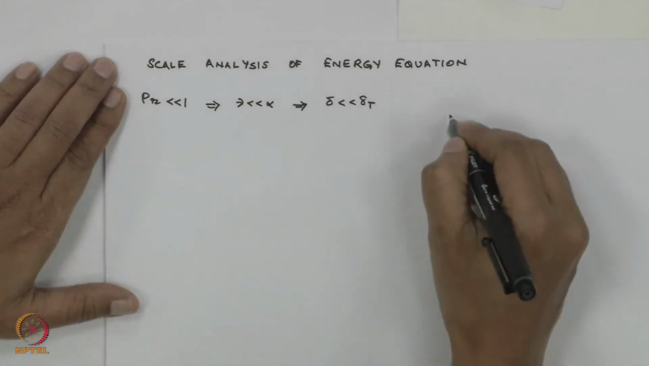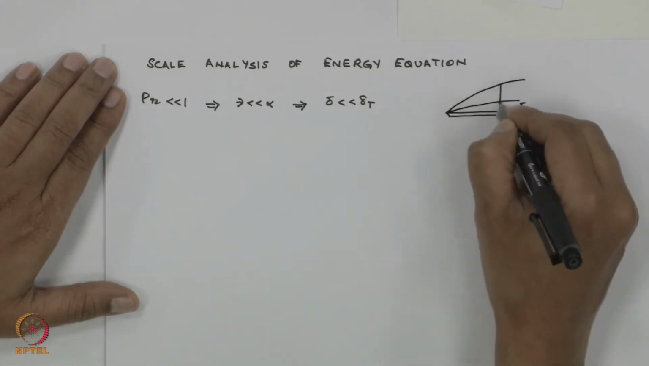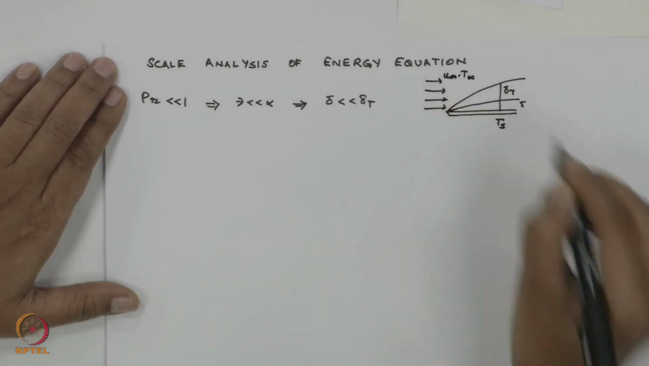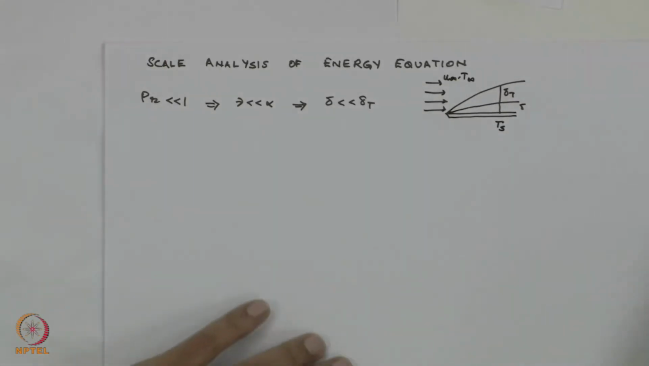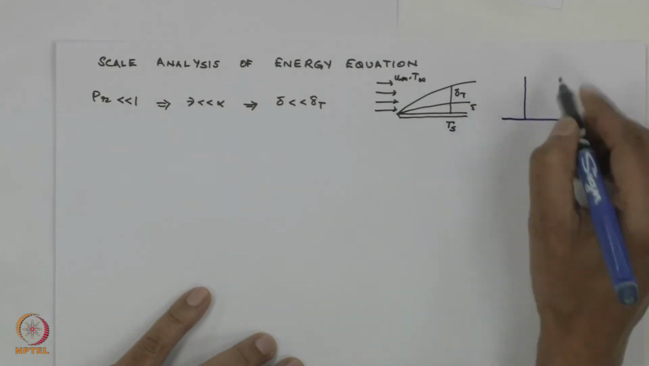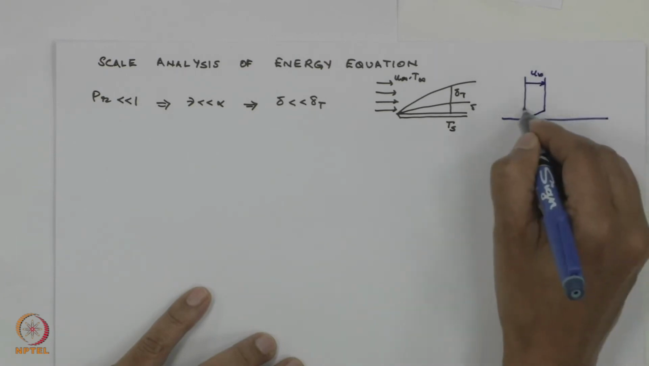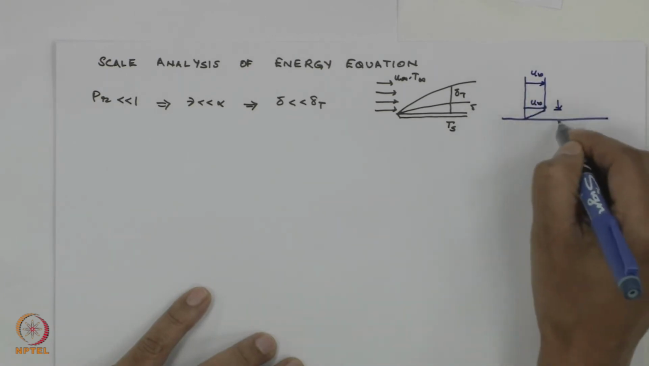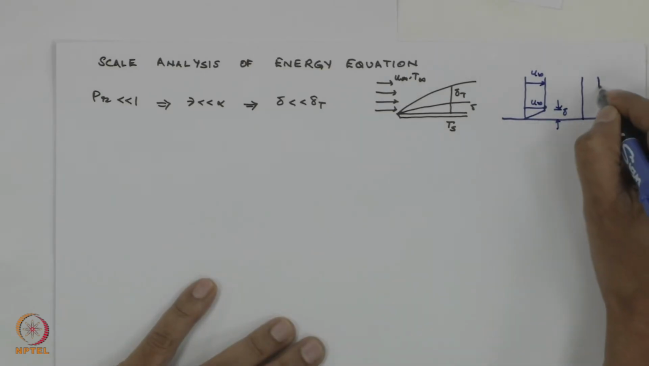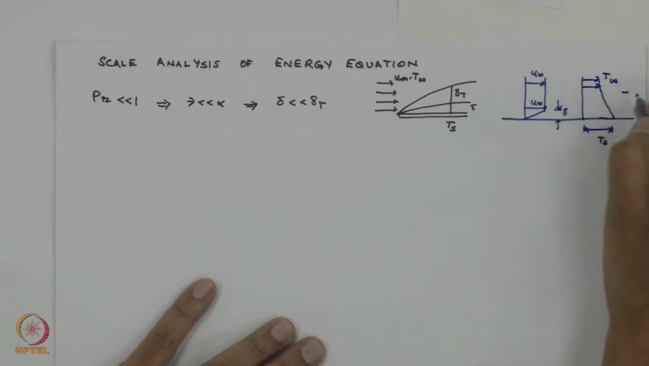So if I draw that flat plate, you have delta and you have delta t. This is your U infinity, T infinity, and this is maintained at temperature Ts. Now let's try to draw the distributions of velocity and temperature within the boundary layer and outside it. So as the delta is very small, only within delta my velocity varies, here it is U infinity, and this thickness is going to be delta. Now here you have the thermal boundary layer thickness, which is very large, so you have T infinity and this is Ts and this thickness is delta T.